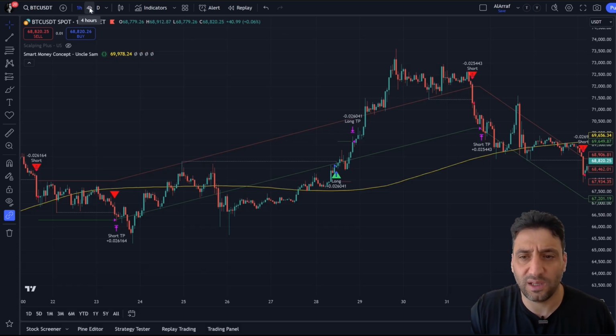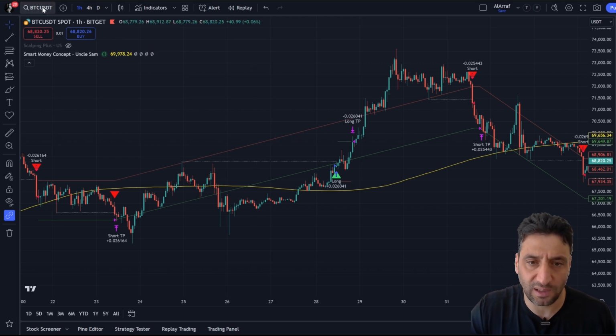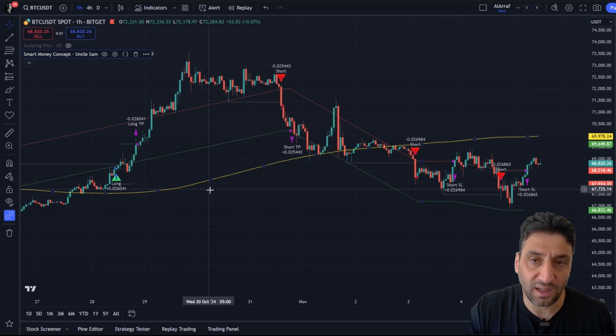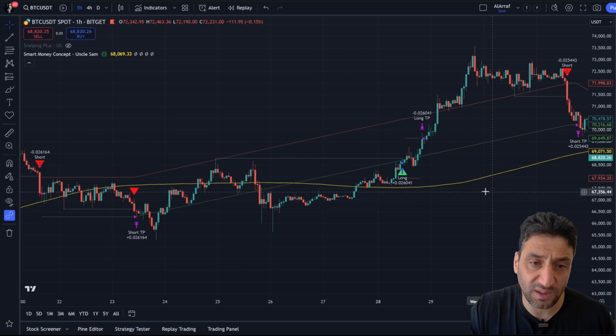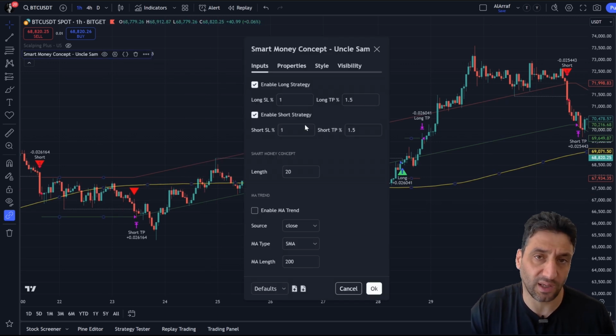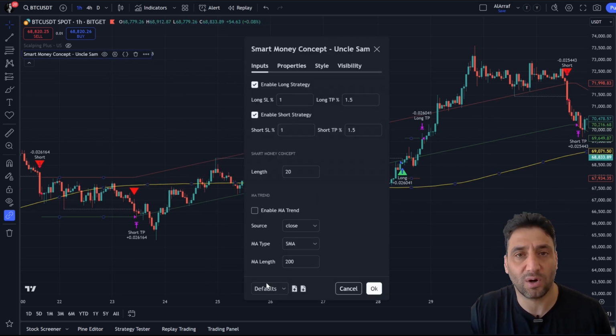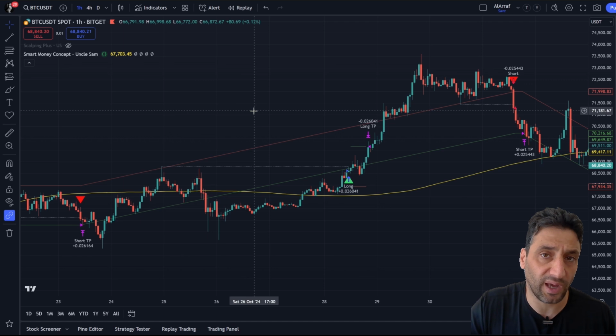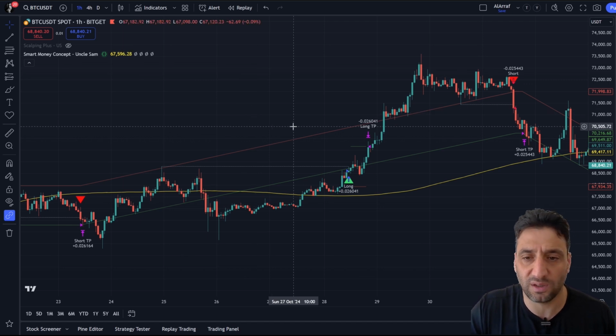One of the best features of the Smart Money Concept strategy by Uncle Sam is its adaptability. The settings we reviewed can be adjusted, which means you can tweak the stop loss, take profit, and MA filters to match any market condition. Plus, the strategy is open for anyone to use. Just check out the description for a link.